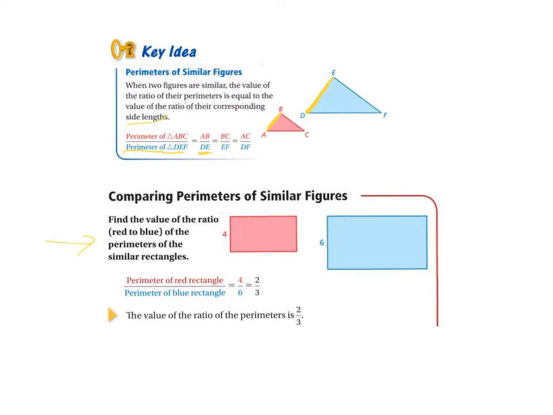So if you look over here, you can see that we're going to set this up as the perimeter. The red rectangle is going to be on top, the blue rectangle is going to be on bottom, and you just set it up. Well, 4 to 6 is equal to 2/3. That's just simplifying. So the value of the ratio of the perimeters is also 2/3. If we knew the perimeter of one of them, then we could find the perimeter of the other. And we'll do that in a second.